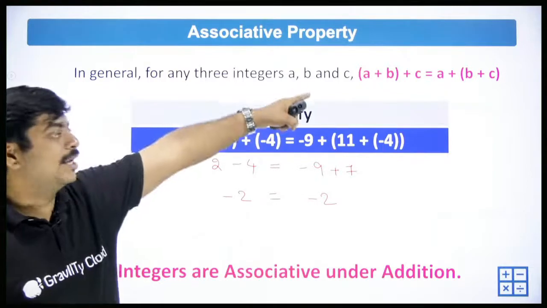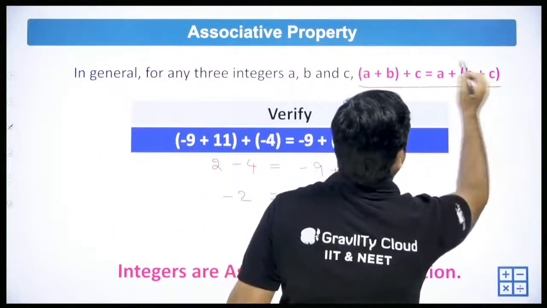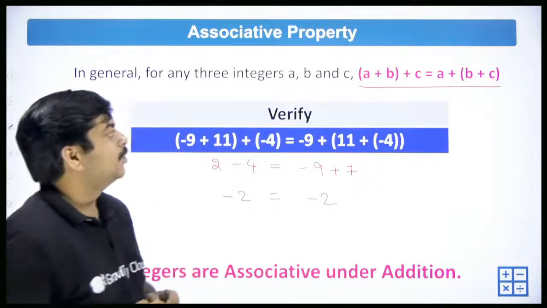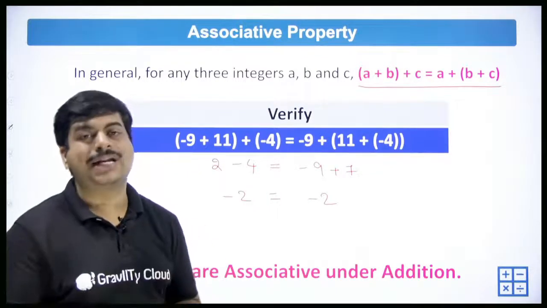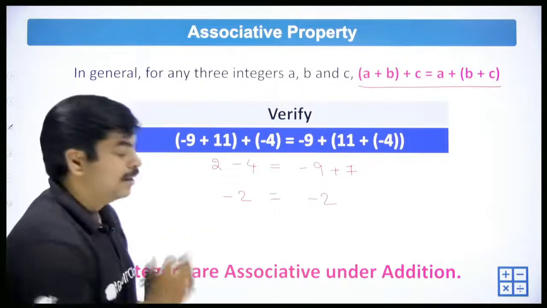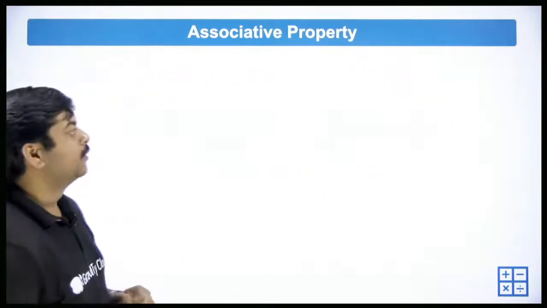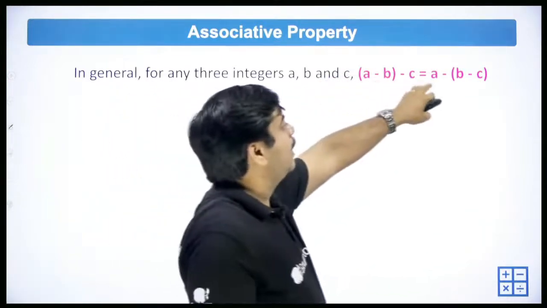Associative means that relation is valid: (a + b) + c is equal to a + (b + c), right? Okay, so let us try to discuss the same property with subtraction, and see if that associative property is valid or not. The first one we have here is (a - b) - c and a - (b - c).